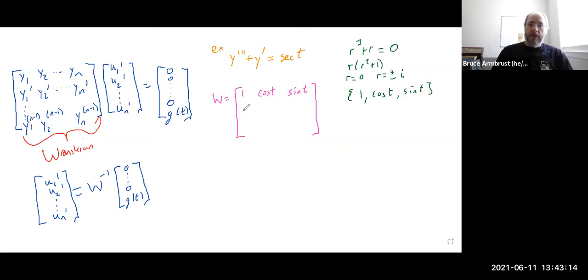So then the next row is their derivatives. So we get 0, minus sine, and cosine. And then the next row is going to be their second derivatives. So 0, minus cosine, minus sine.